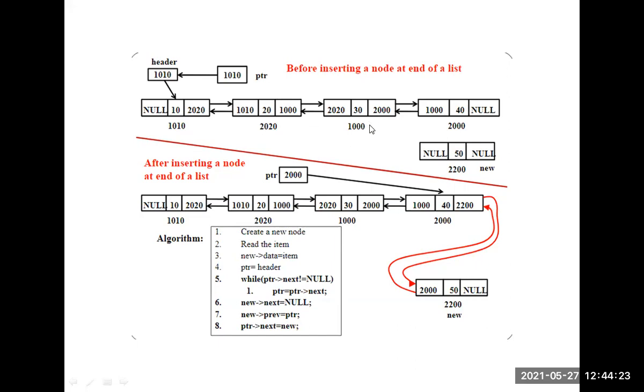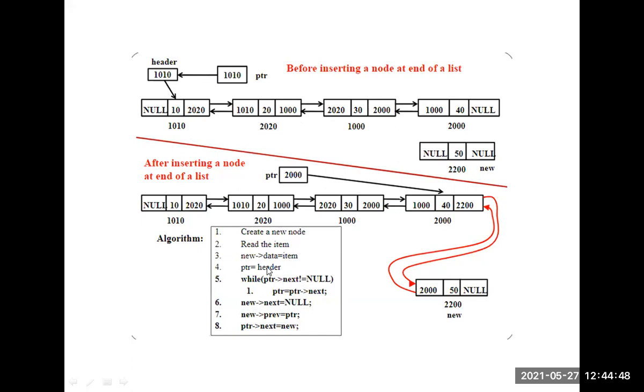If you want to consider left, it is PTR of left link. So we are considering the right link here. So PTR equals PTR of next, or you can consider it as the right link. Now PTR is 2020, and PTR of next is 1000. So that is not equal to null.